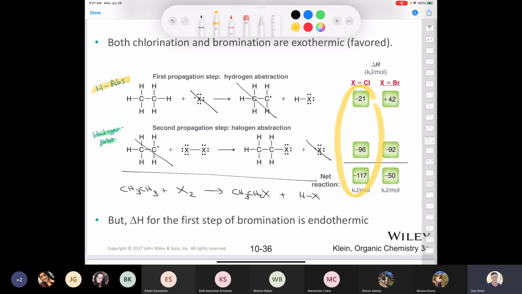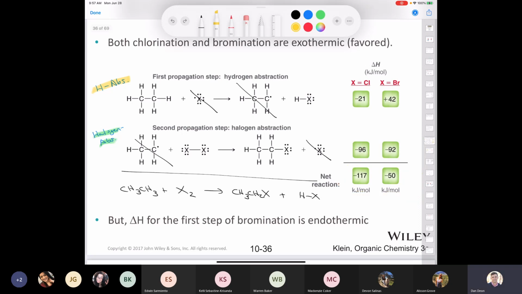So the whole process is exothermic. Good. It's going to be a spontaneous process. Even though the first step here is endothermic, if you tally up both of them, you end up with a negative overall change in enthalpy. So what does that tell you? It tells you that bromination is also an exothermic process, right? The delta G is negative. So both of these are spontaneous processes, right?